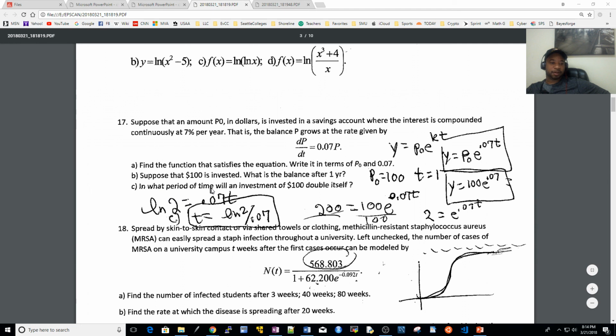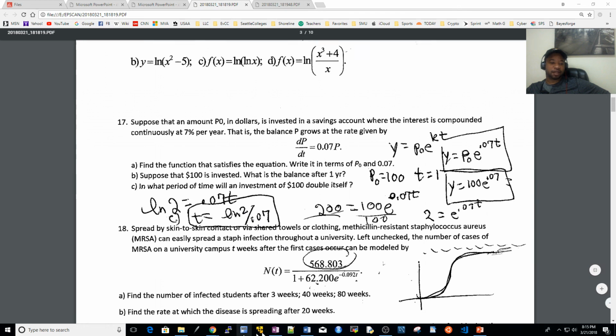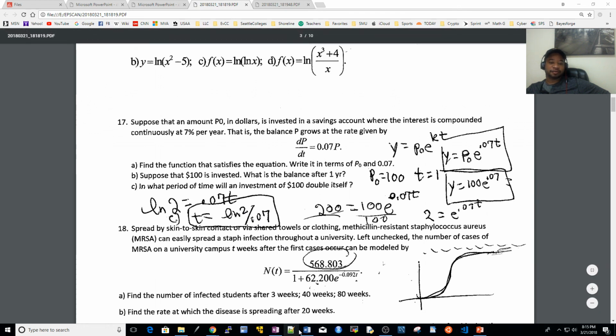In what time period will an investment be doubled? Figure it out and approximate it. We're talking years. So ln 2 divided by 0.07. I don't have a scientific calculator available unless I go on the internet. Let's move on.